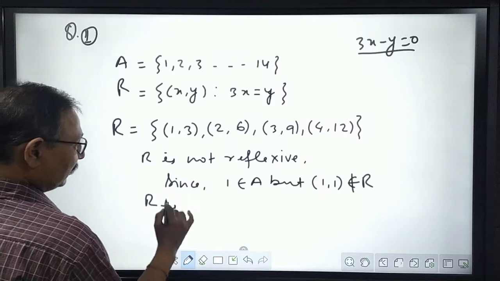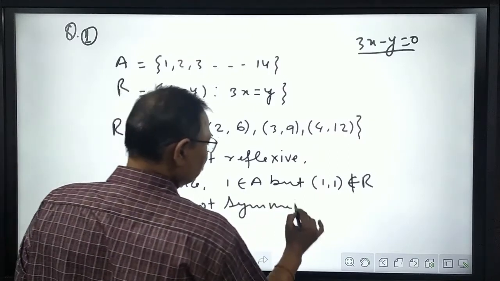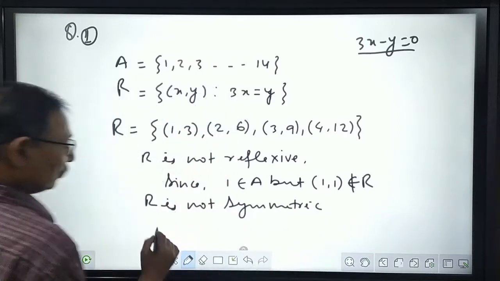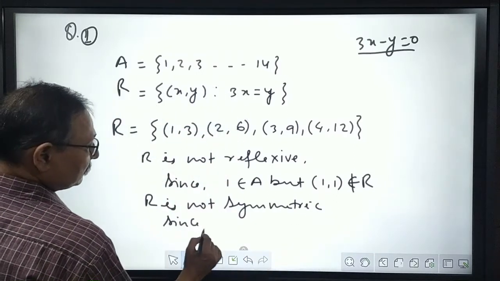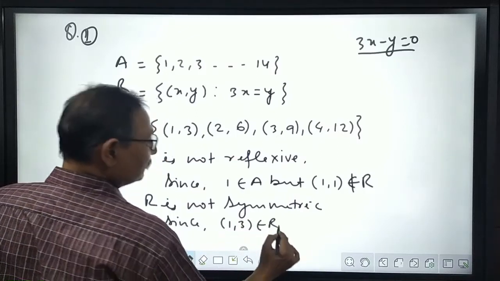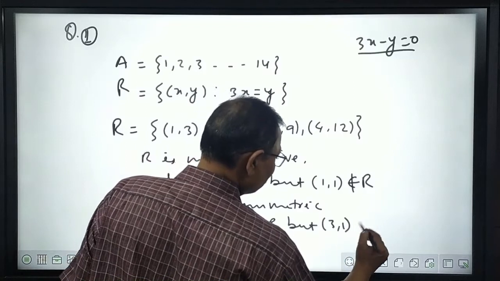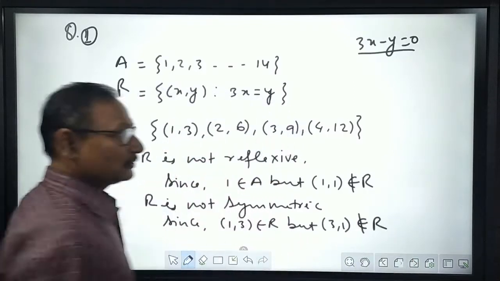So R is not symmetric because, however, 1 comma 3 belongs to R but 3 comma 1 does not belong to R. So it is not symmetric.